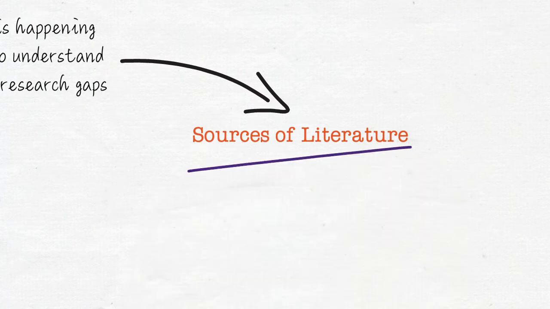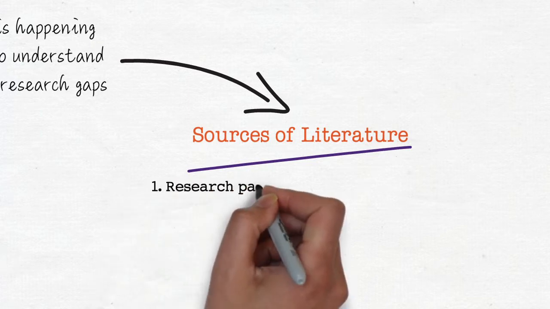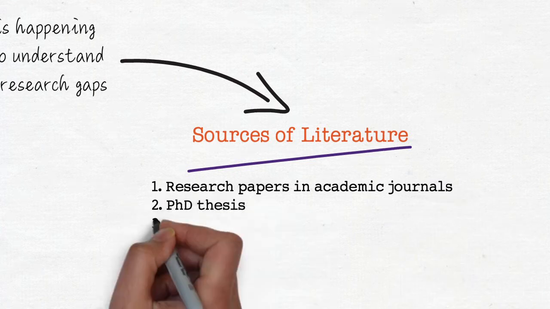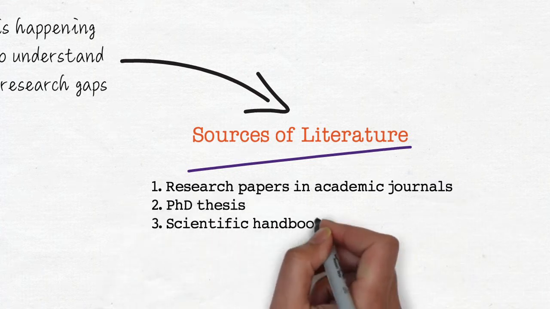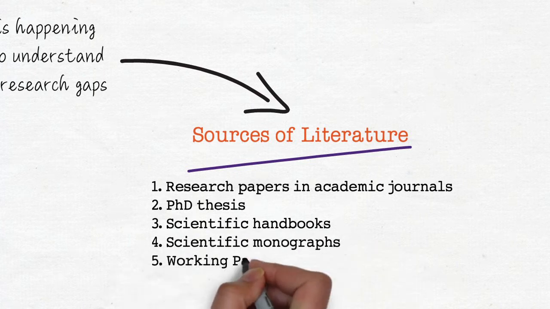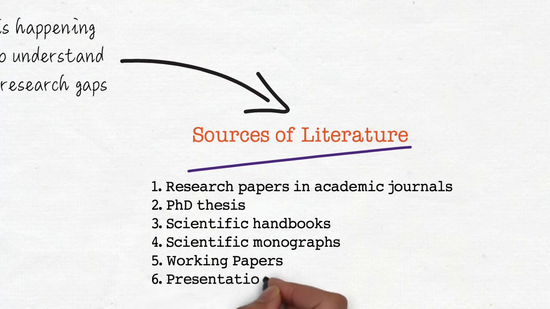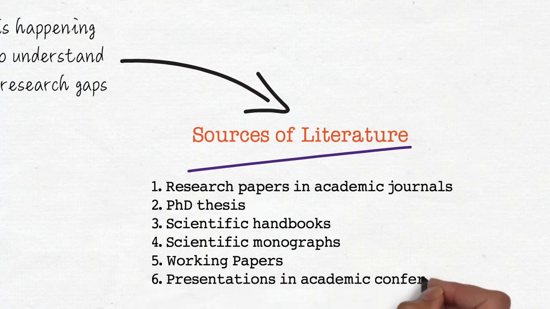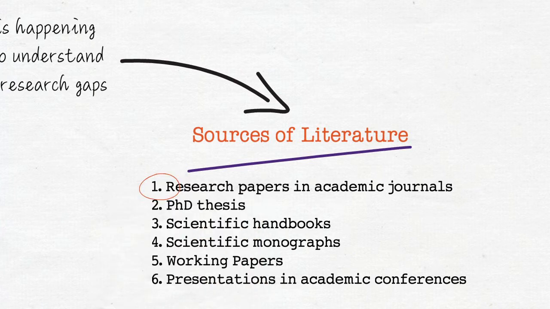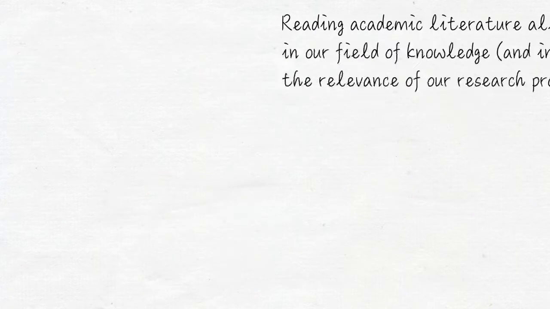Where can we find this knowledge and results? In publications, within academic journals, in PhD theses, in scientific handbooks and monographs, and also sometimes in working papers and proceedings for academic conferences. Basically, we rely on publications in academic peer-reviewed journals to create our research knowledge base.